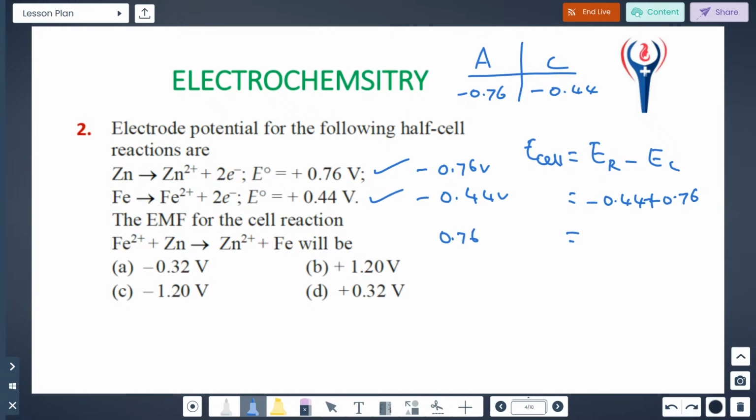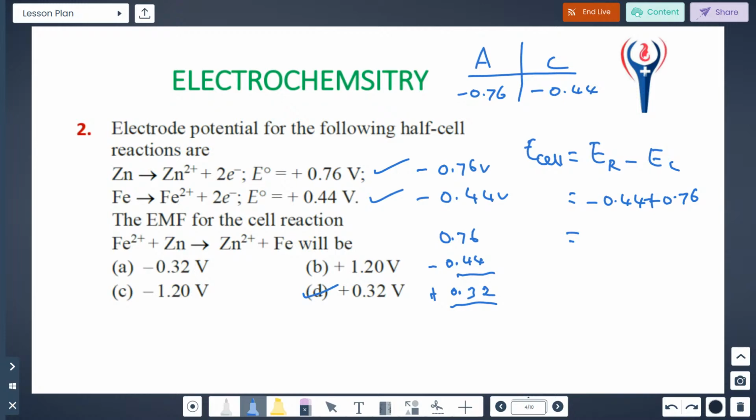So you know that 0.76 minus 0.44, what is it? 2, here 3, so the answer will be plus 0.32 voltage. Understood? So here this is the answer.